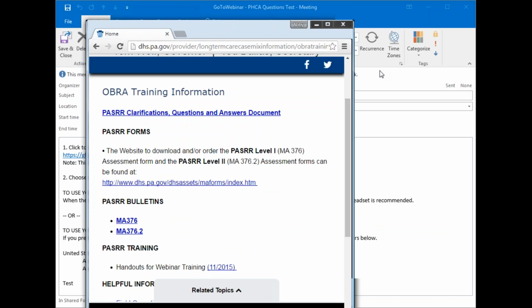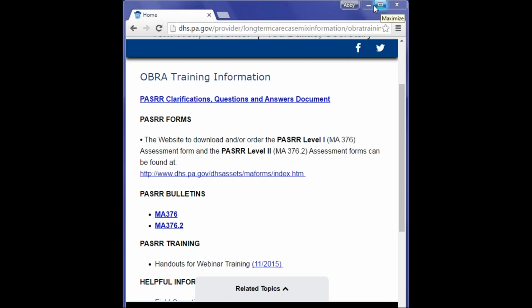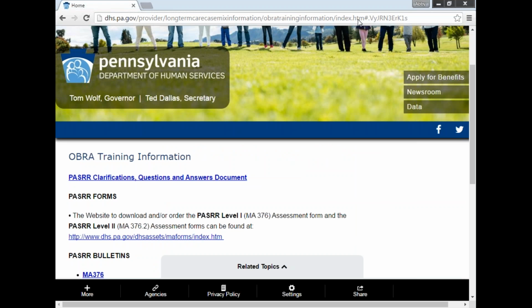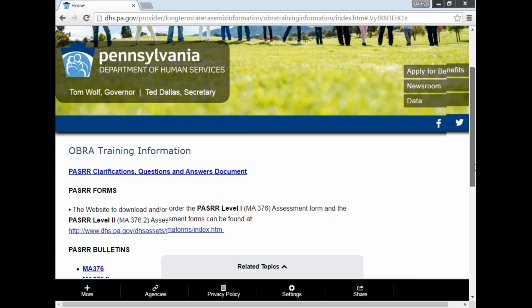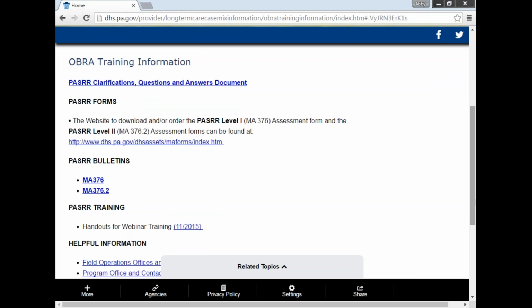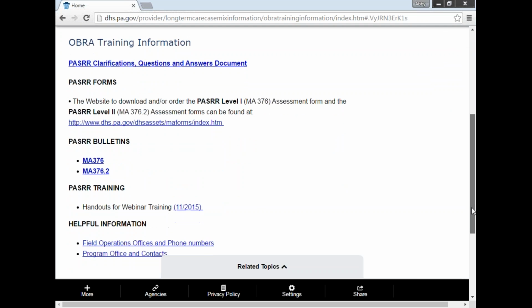You just simply click on it. It'll take you to the document. On that website, we have the forms can be found at the MA Forms website, so that link is there as well. That is where you would find the MA 376 form. The 376 is your level 1 PASRR tool. So you would just simply scroll the MA Forms website to find the 376.